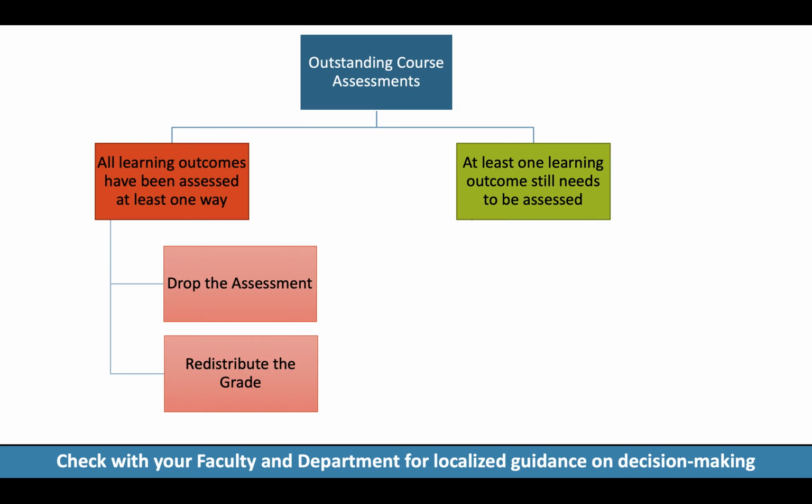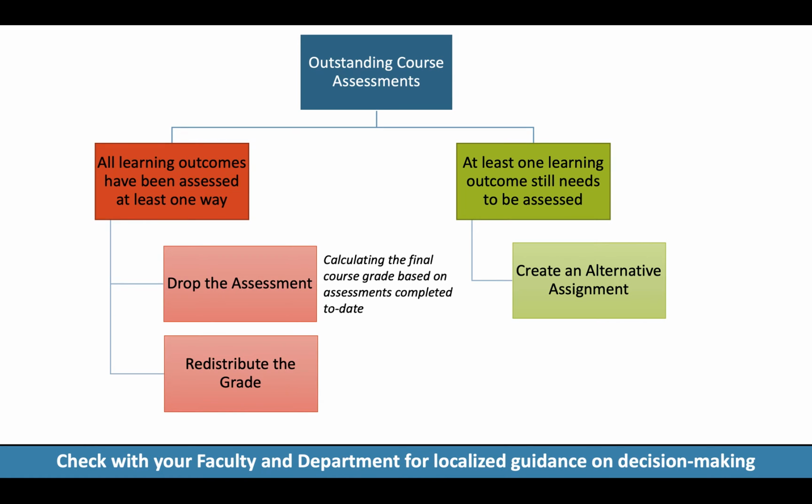If the former applies, so all the learning outcomes have been assessed at least one way, then we suggest one of two options, either to drop the assessment or redistribute the grade. Alternatively, if you still have some outcomes that require assessment, then one possibility would be to create an alternative assignment. So what do I mean by each of these options?